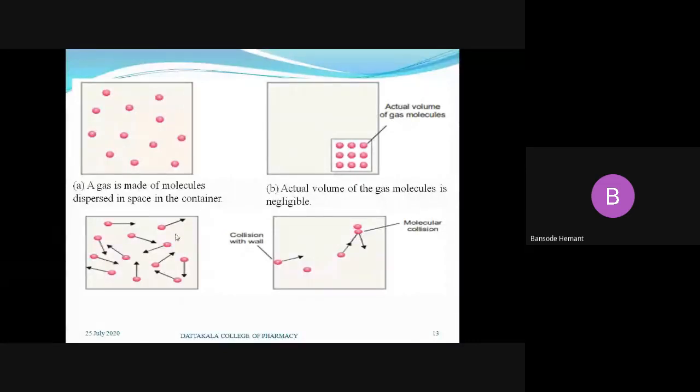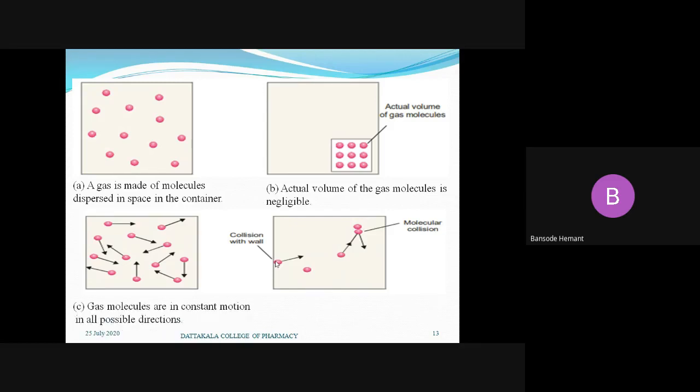Second is when the gaseous molecules hit the wall. Let us see. This gaseous molecule is moving in a straight line direction toward the wall of the vessel. Again, this molecule is moving. When it collides, or when it hits the wall of the vessel, what happens? Again, a change of direction takes place. That is the collision with the wall.